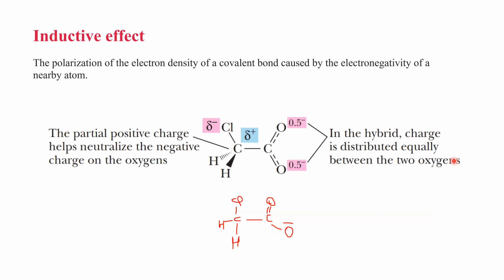Now, I will show you how this inductive effect participates in stabilizing the molecule and the carboxylate when we are adding chlorine, right? The polarization of the electron density of a covalent bond caused by the electronegativity of a nearby atom is basically the inductive effect. So here you can see this is chloroacetic acid.